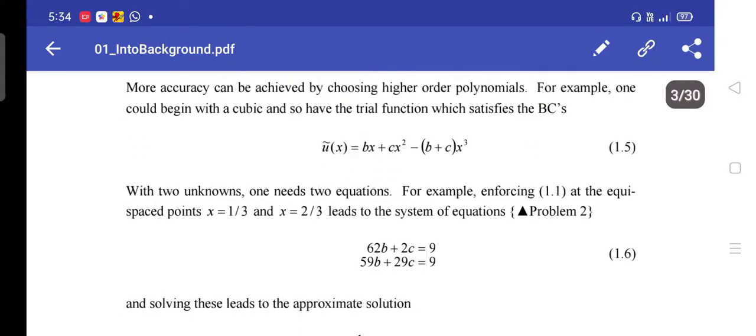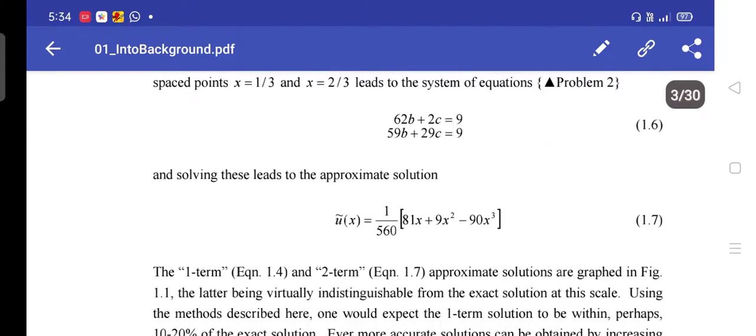With two unknowns, one needs two equations. For example, enforcing the equation at equally spaced points x = 1/3 and x = 2/3 leads to the system of equations 62b + 2c = 9, 59b + 29c = 9, and solving this leads to the approximate solution u(x) = (1/560)(81x + 9x² − 90x³).